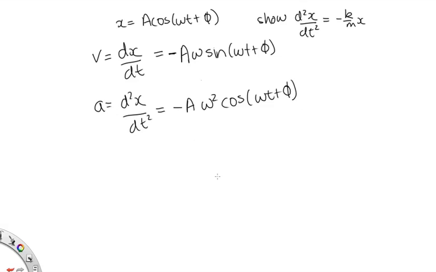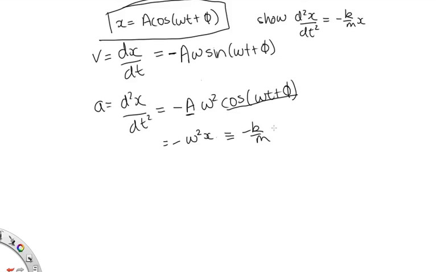Okay, now with this function, the A cos(ωt + φ) up here, that's what we called x. So we can write this as equal to minus ω² x. And we were asked to show that this satisfied an equation of this form. So we need to show that this is equivalent to minus k on m x.